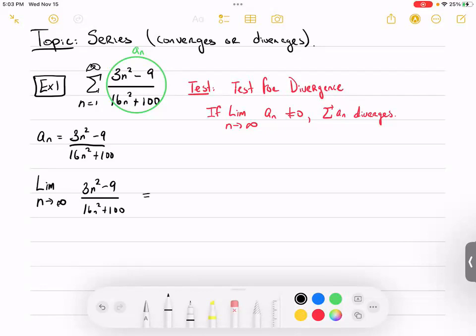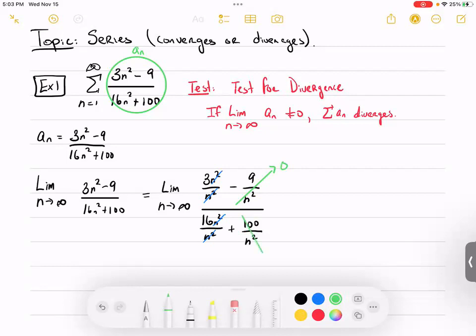So this will give us the limit as n approaches infinity of 3n squared over n squared minus 9 over n squared, all divided by 16n squared over n squared plus 100 over n squared. So the n squareds would cancel here. That will just leave you with 3 over 16. Now, 9 over n squared as n approaches infinity, that would approach what? That would approach 0. And 100 over n squared would also approach 0. So what we have when we compute this limit is 3 minus 0 over 16 plus 0.